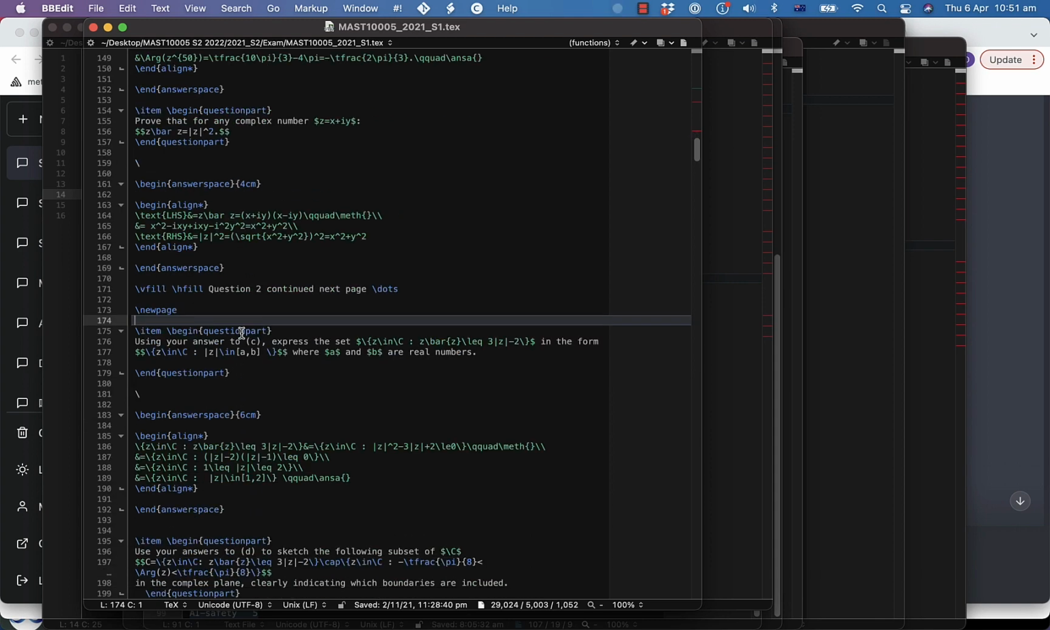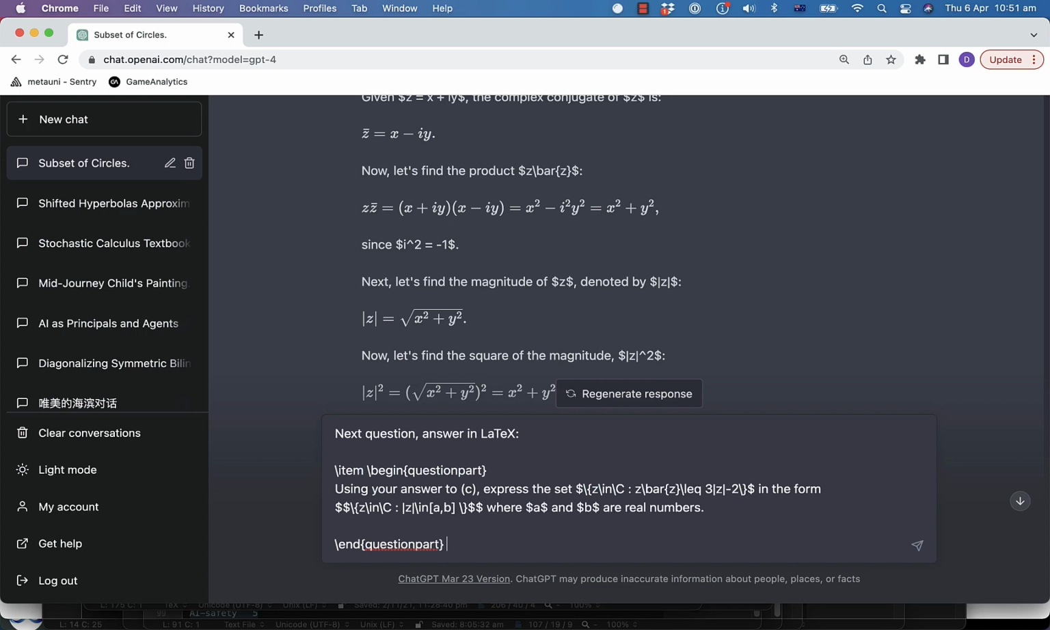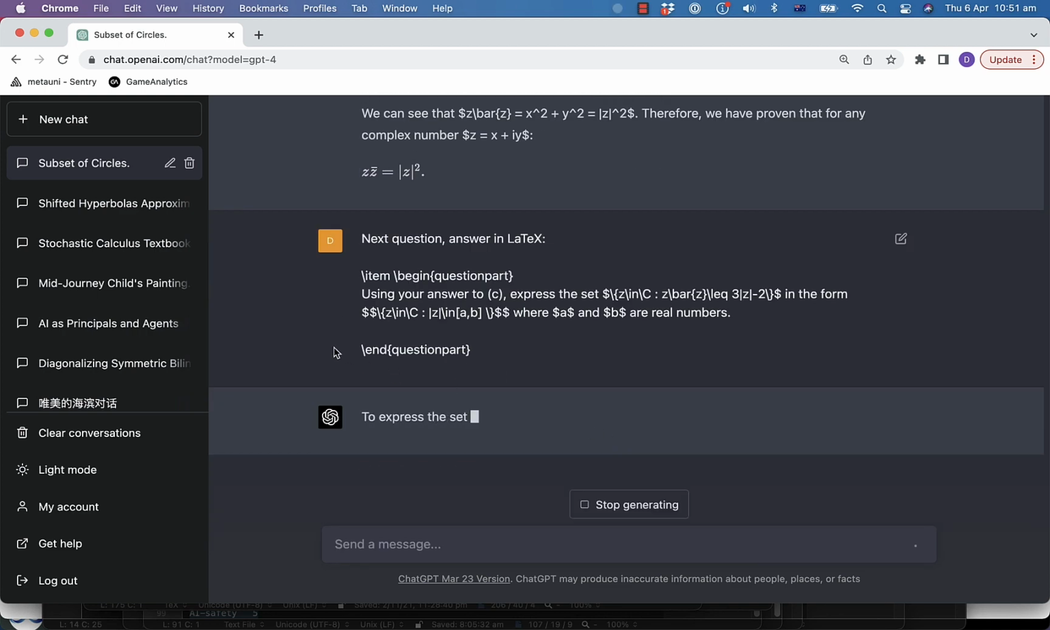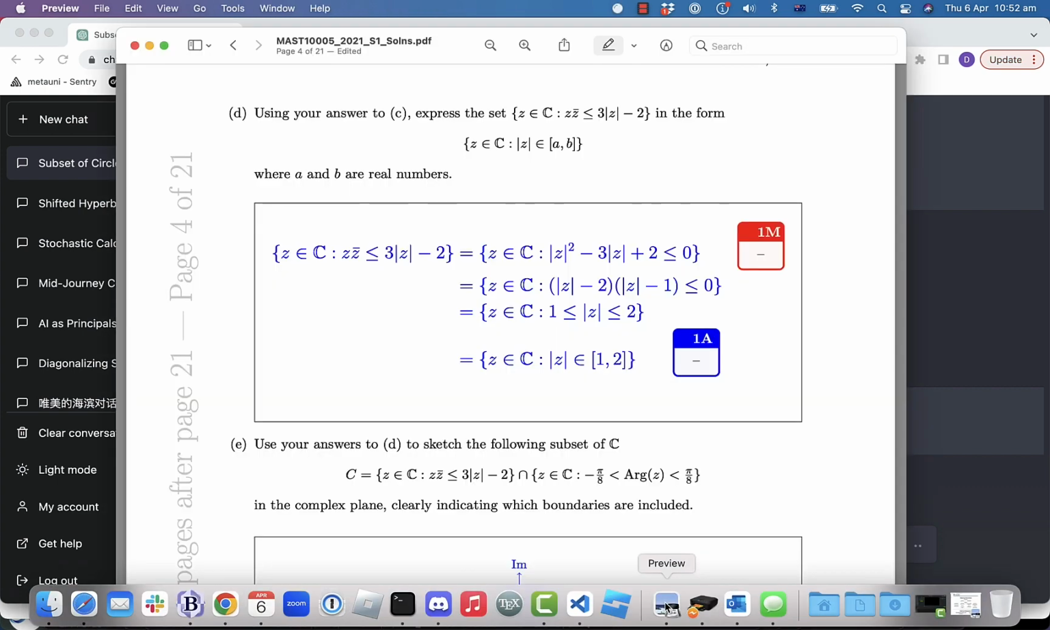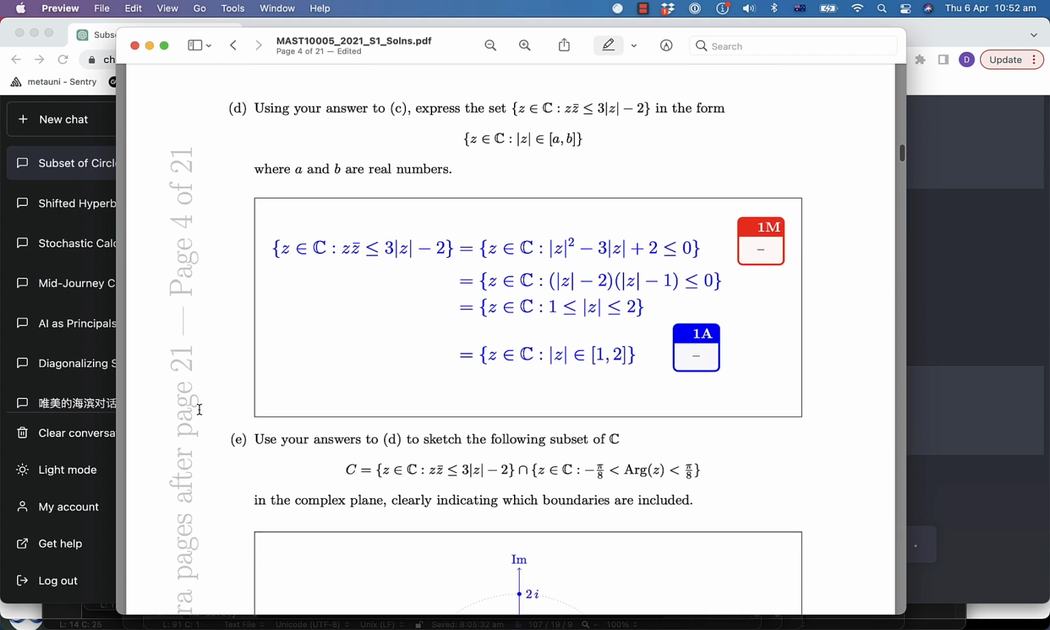So this is your calculus exam. I guess it's got some of this pre-calc stuff in there too. Yeah, that's right. Did you write this? Is that why you have the LaTeX code for it? Yeah, that's right. Okay, I'll take a look at the question. Using your answer to C, express the set ZZ bar in the form given.